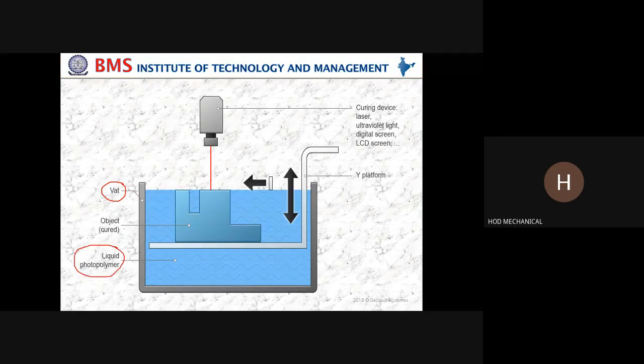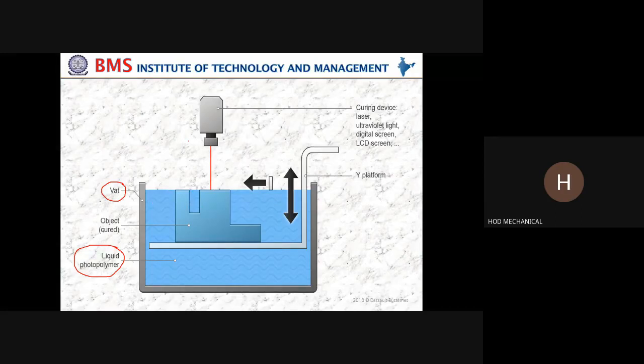Okay, just observe. You have a liquid photopolymer. Then you have something called a flat form. Now, assume this flat form is over here. Are you understanding carefully? Please observe carefully.